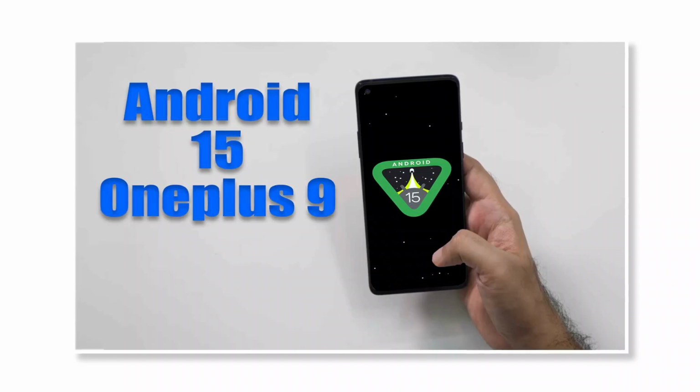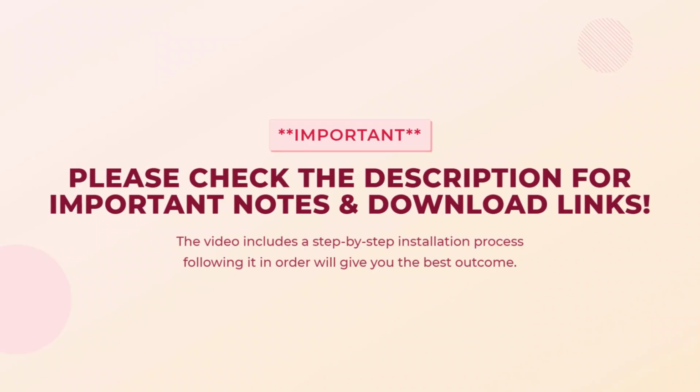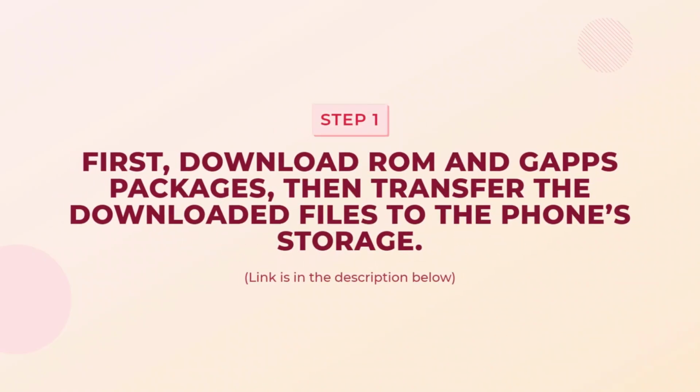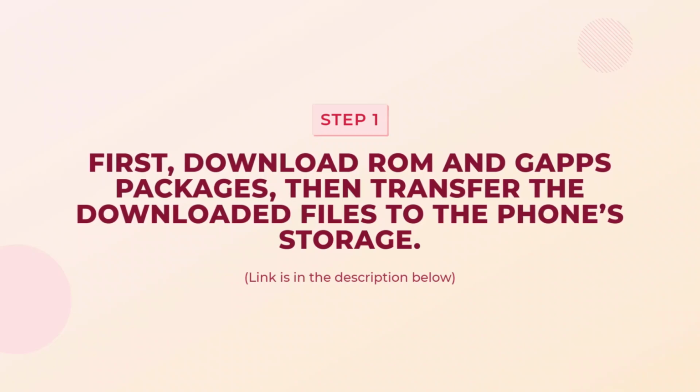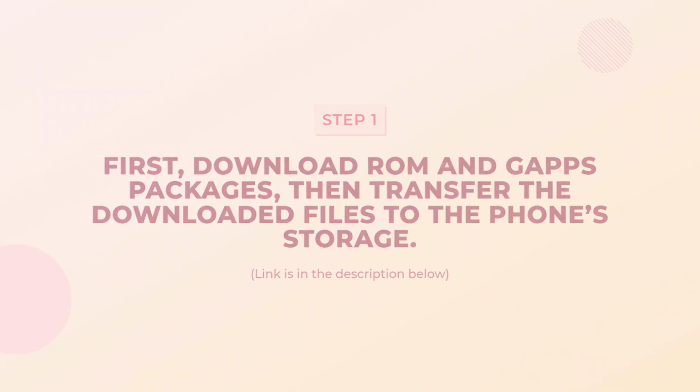Install Android 15 on OnePlus 9 via AOSP ROM. Please check the description for important notes and download links. First, download ROM and GApps packages, then transfer the downloaded files to the phone's storage.